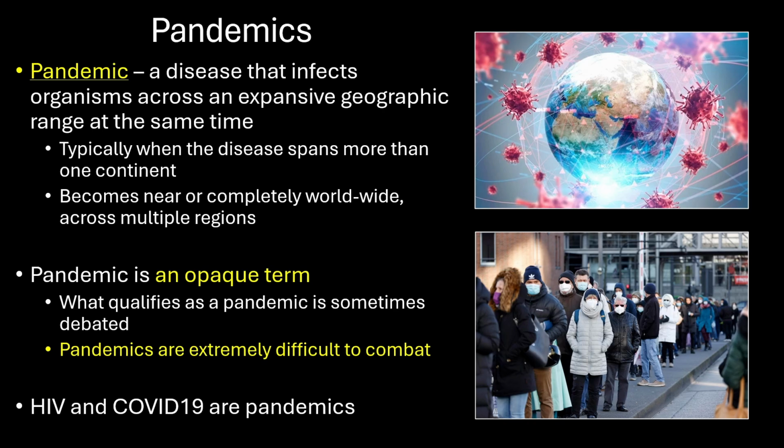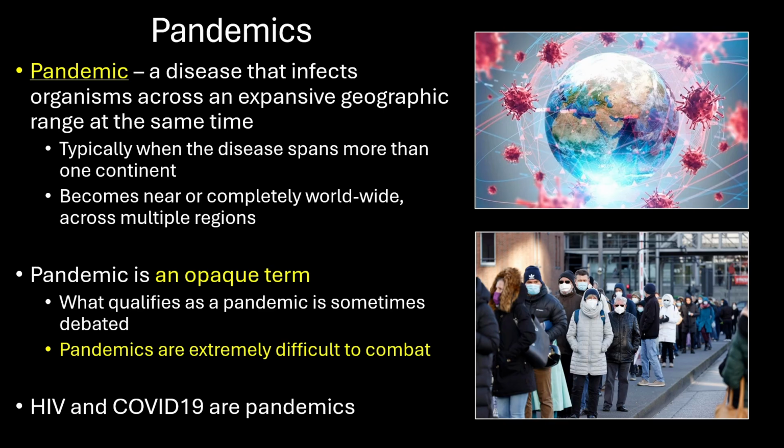Now, a pandemic is a disease that infects organisms across a huge range, across a massive geographic area at the same time. Typically, we consider something a pandemic when it occurs across multiple continents and is no longer bound by just one. The qualities of a pandemic are sometimes a bit debated or hard to describe. It's kind of one of those things that you know it when you see it. HIV and COVID-19 are examples of pandemics that have occurred in the past.